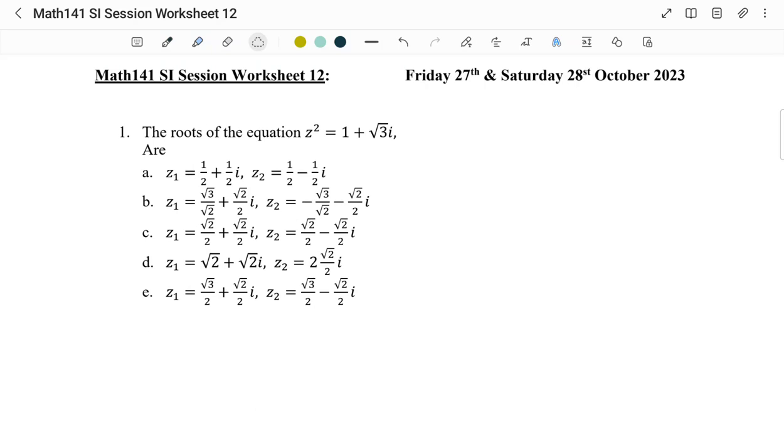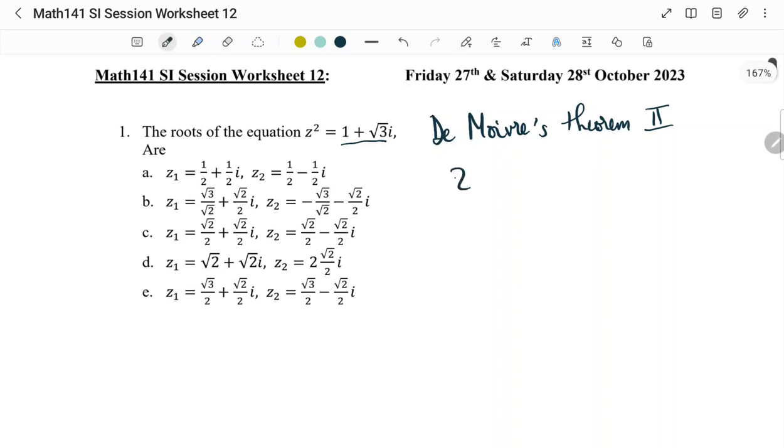Right. So let's have a look at the first question, which is asking us to find the roots of the equation z squared equal to 1 plus root 3i. And to do this, we'll be using de Moivre's theorem, right? Which, if you have a look at your notes, we'll be using what's called in your notes the second theorem. That's the theorem for the roots of an equation.